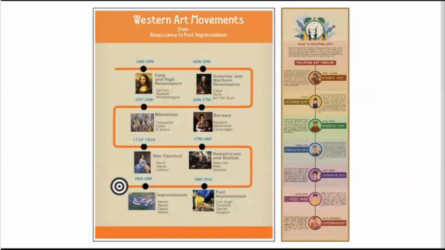Back to timelines. On the left is a timeline of Western art movements. I find the presentation here really frustrating because the orange line suggests there is a continuous sequence following the line. Whereas if you look at the dates, the date ranges read left to right, regardless of which way the line goes, which is confusing to your viewer or reader.